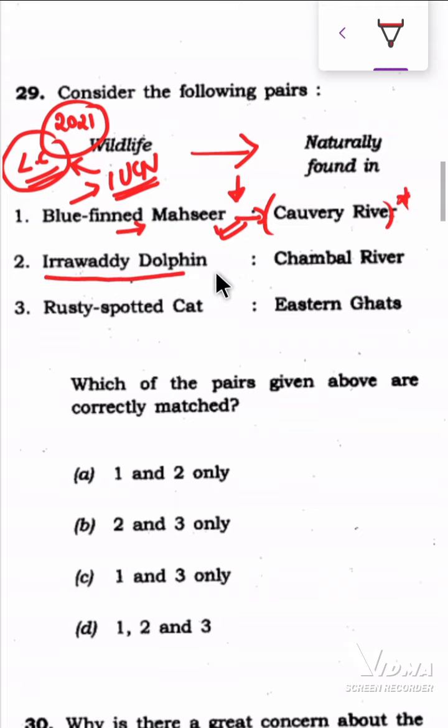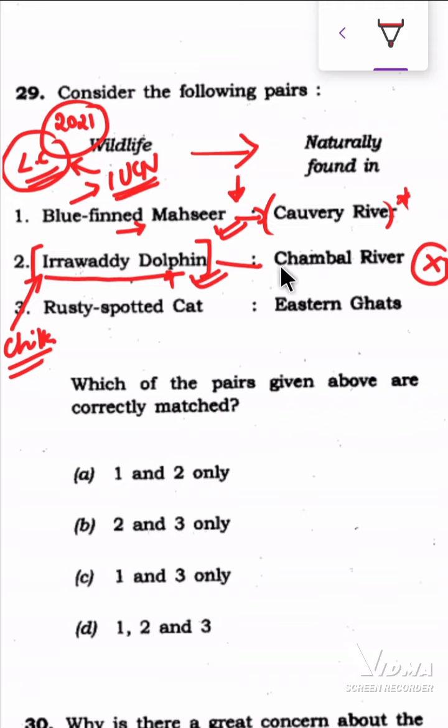Irrawaddy dolphin is not found in the Chambal River, because the Irrawaddy dolphin needs brackish water. It needs some kind of salts in the water. It is mostly found in the mangrove area. The very possible place where the Irrawaddy dolphin could be found is Chilka Lake. But Chilka Lake is not in the option, so this pair is not right.